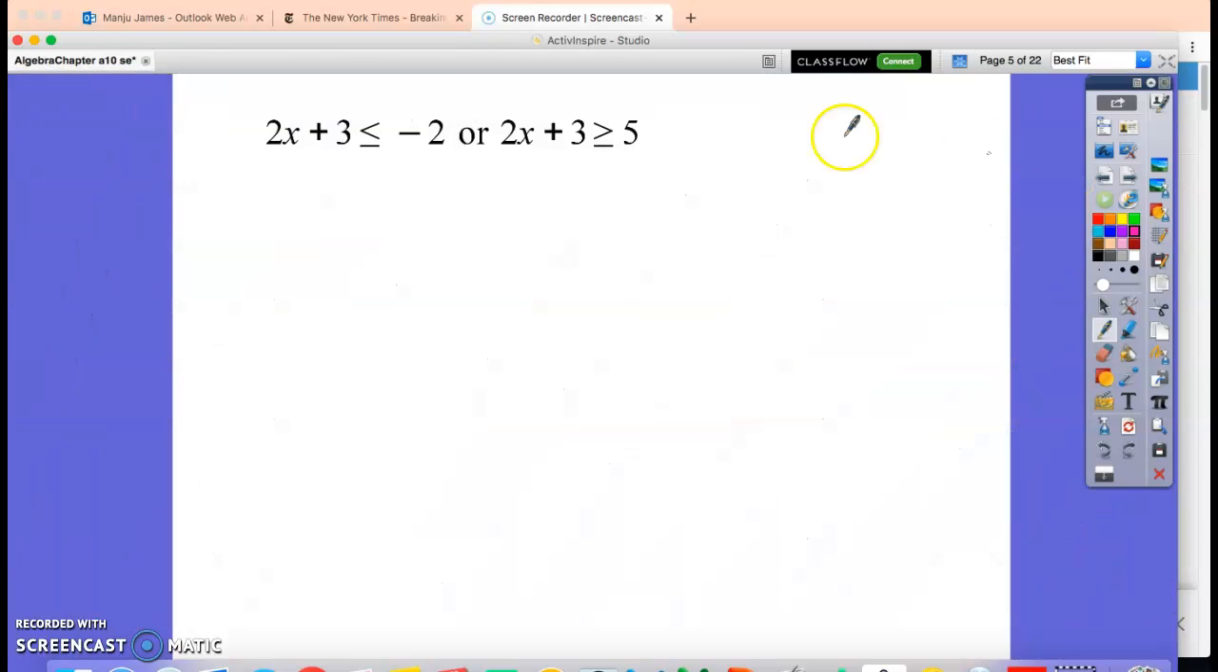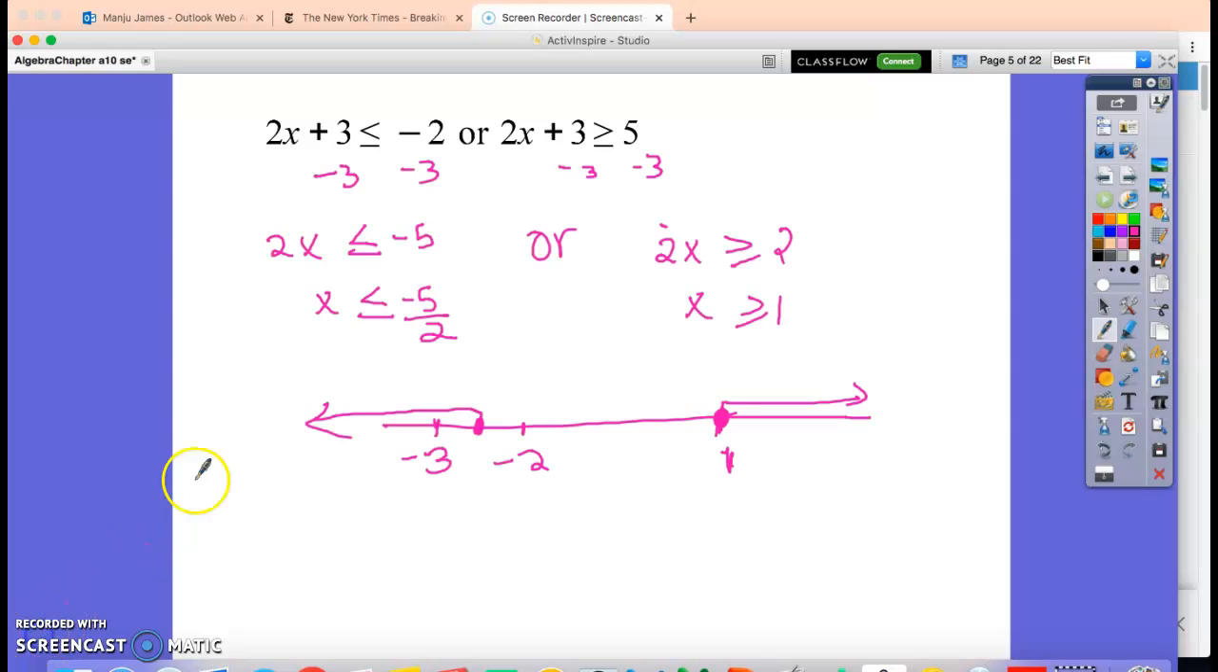Again, pause the video and check your answers. You should get x ≤ -5/2 or x ≥ 1. So this is greater than or equal to 1, so 1 is included. And here -5/2 is also included, and any numbers below -5/2 and any numbers at 1 and above 1.